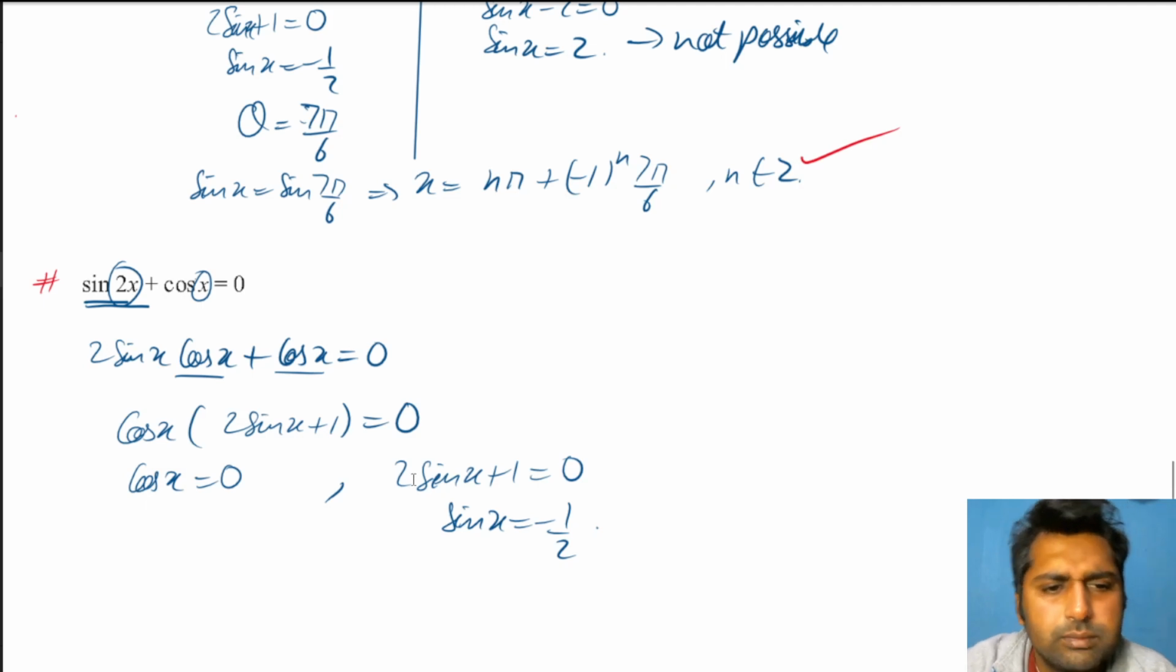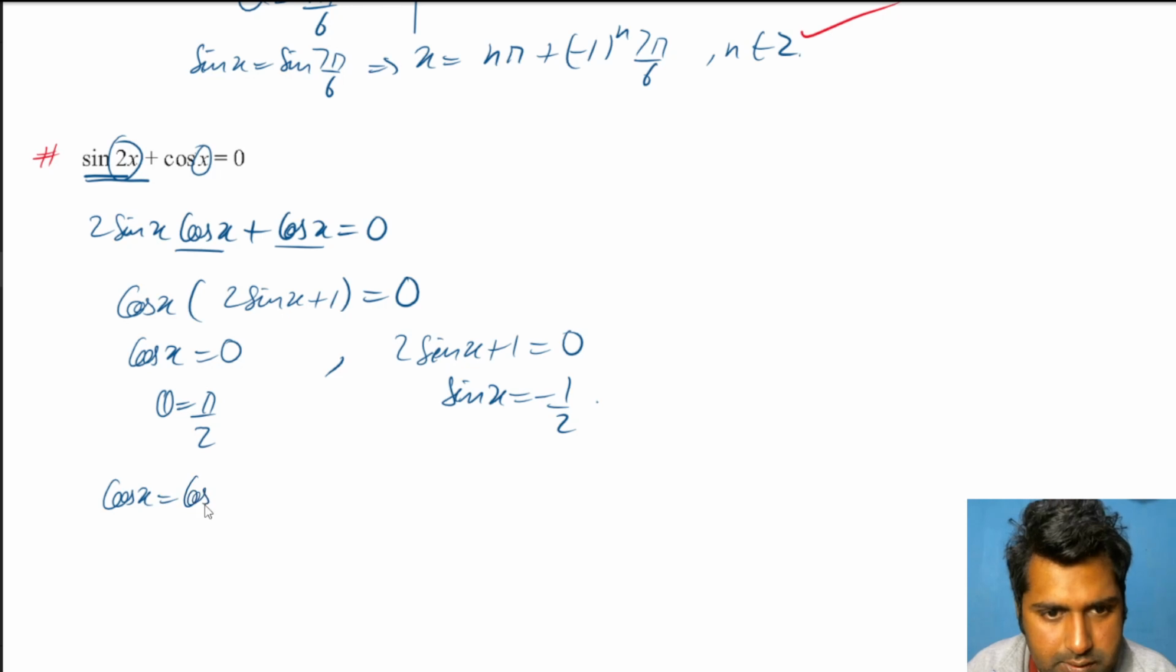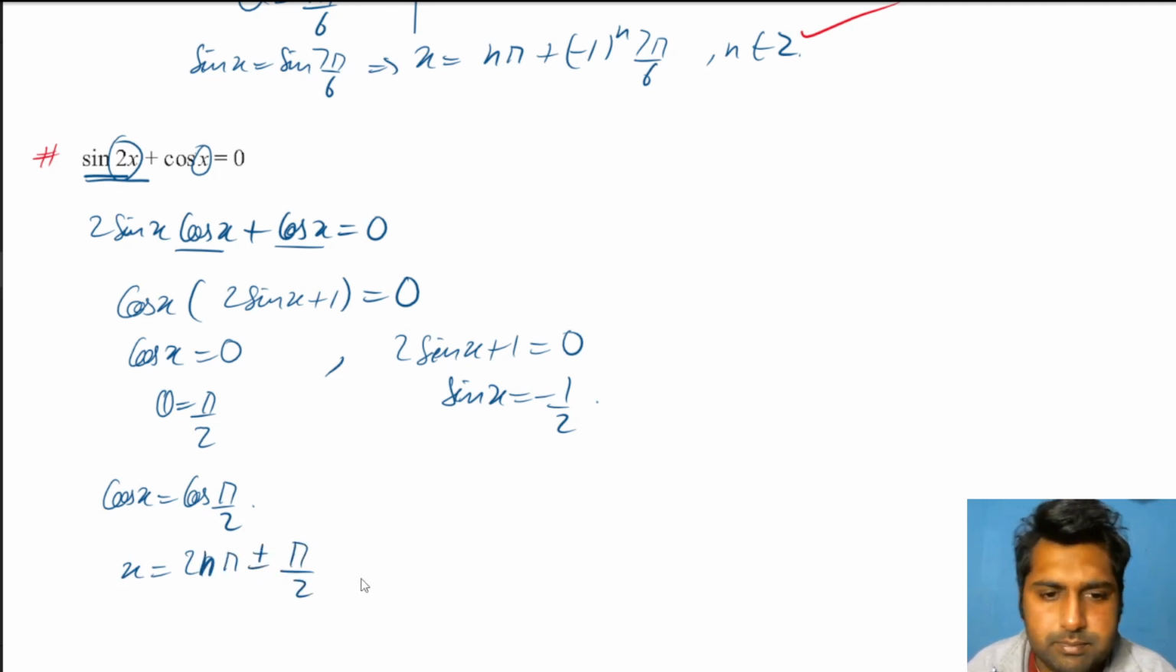Now cos is 0 for pi by 2. So I know just one solution at least. Theta is pi by 2. But I have to write the general way. So cos x is cos pi by 2. So x is 2n pi plus minus pi by 2. This is the general solution.